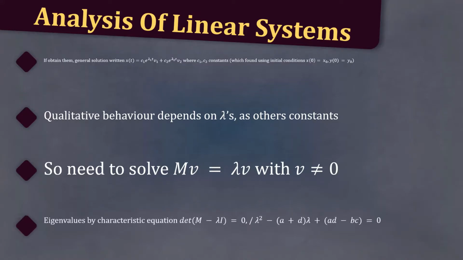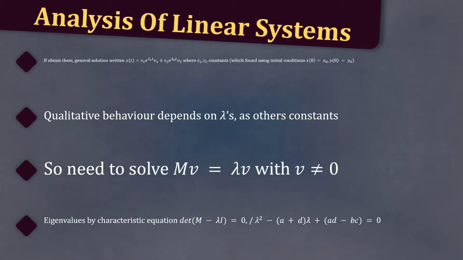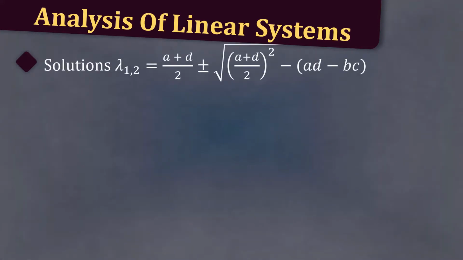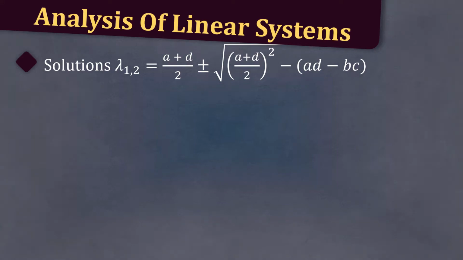The eigenvalues are given by the characteristic equation, the determinant of M minus lambda I is equal to 0, or lambda squared minus (a plus d) lambda plus ad minus bc equals 0. The solutions, lambda 1 and lambda 2, are equal to (a plus d) over 2 plus or minus the square root of ((a plus d) over 2) squared minus (ad minus bc).